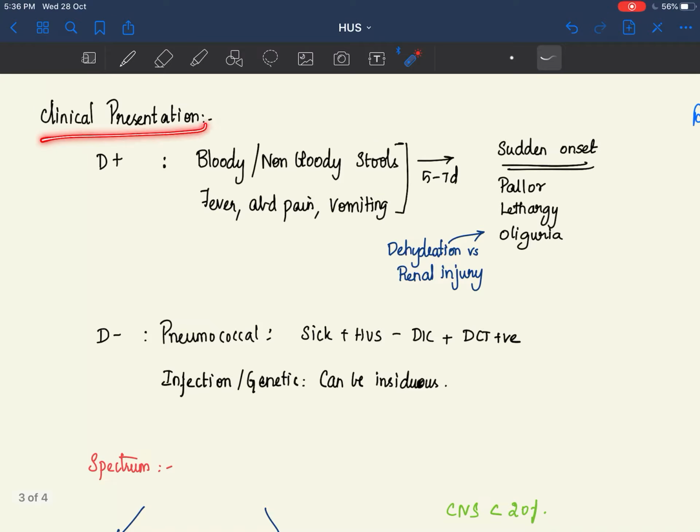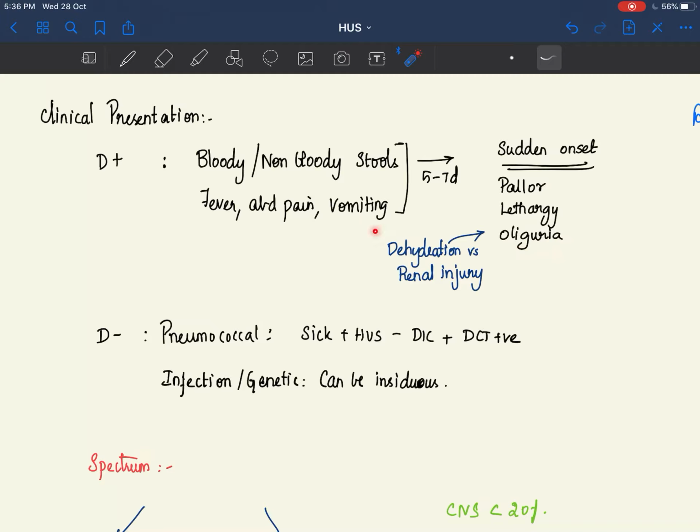I think we discussed clinical presentation. To go over it quickly, D plus or diarrhea-associated HUS will have bloody or non-bloody stools, fever, abdominal pain, vomiting, and 5 to 7 days later, or usually less than 2 weeks, a sudden onset. Okay, this is very important. So it's a sudden onset presentation of pallor, lethargy and oliguria.